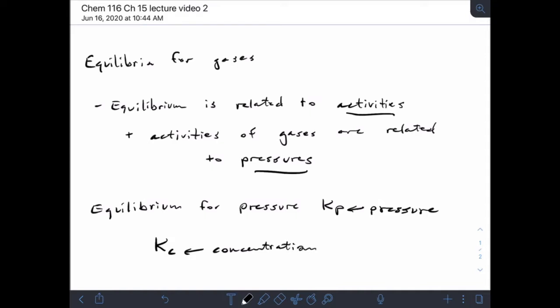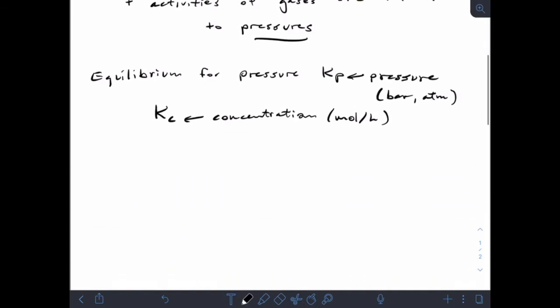Pressure will be in either bars or atmospheres. Concentration is always in moles per liter. And we can still talk about gases in terms of moles per liter. That's an easy thing to talk about. We've done that before. So we can still apply Kc to gases, but now we also can apply Kp to gases. And the good thing is that the expression for the equilibrium constant for pressure takes exactly the same form.